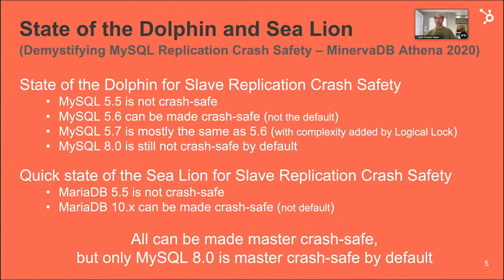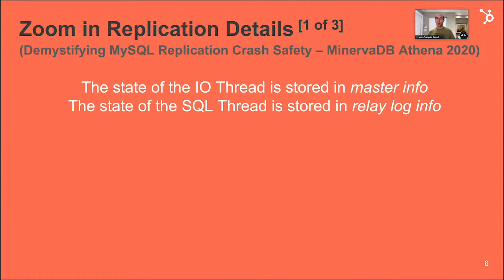So MariaDB 5.5. The other crash safe. To understand replication crash safety, we have to dive a little more into the details of how replication works. The state of the IO thread is stored into what is called master info, and the state of the SQL thread is stored in relay log info. I'll have a diagram about this in the next slides.